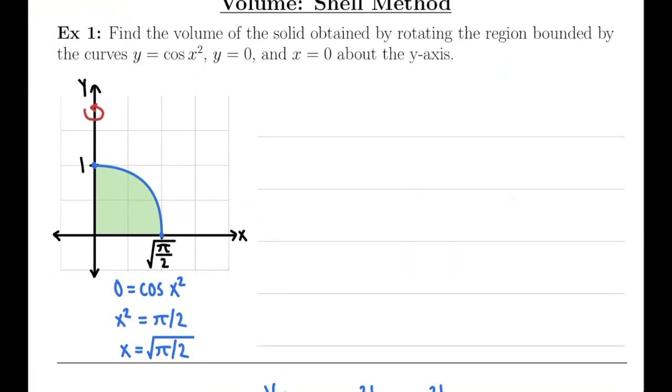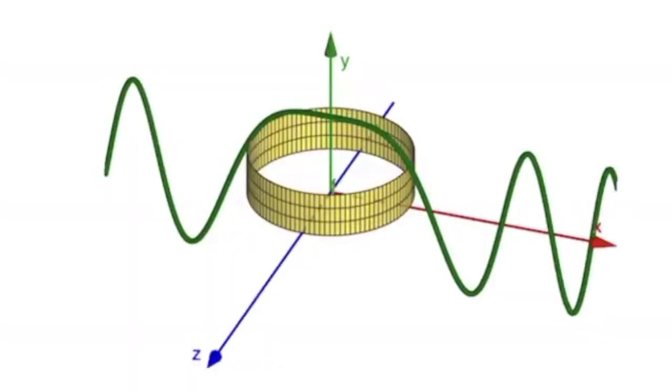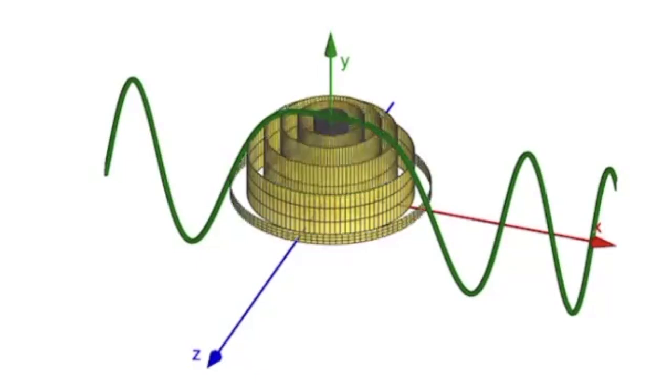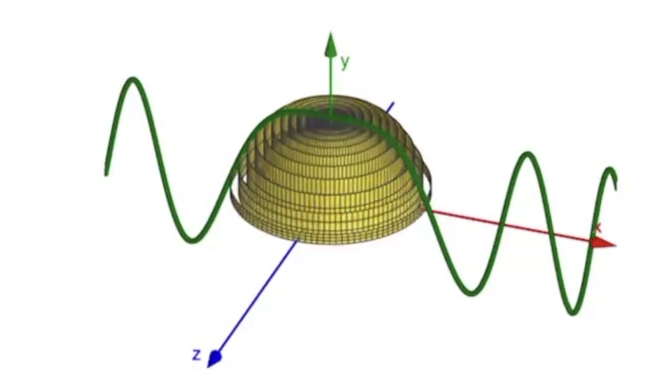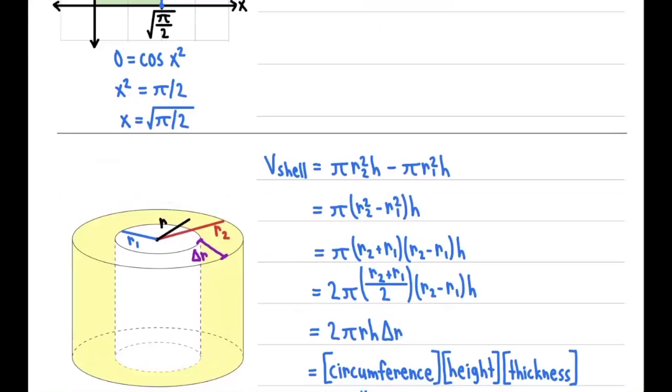I think it's time to go to GeoGebra right now and show you. This is what we're revolving about the y-axis, so keep that in mind. So it's going to look like this. So this is one shell, and you can see as the number of shells approaches infinity, you get closer and closer to the volume of that solid. Isn't that wonderful? That's amazing.